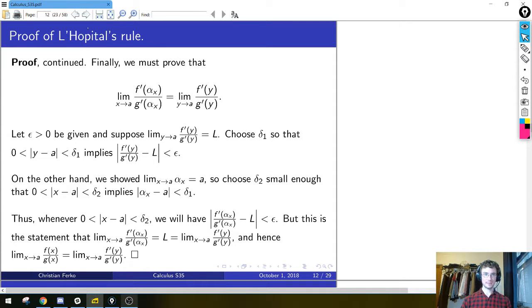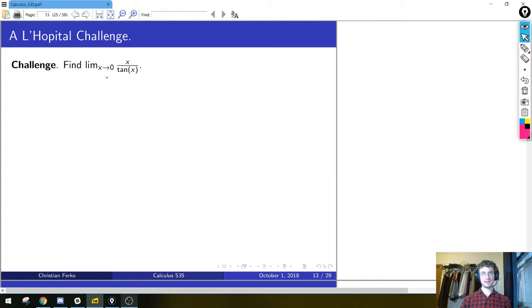But anyway, so if we're convinced it's true, let's use it in an example. This is an example we would not have been able to evaluate before having this theorem. What is the limit as x goes to 0 of the quotient x divided by the tangent of x?